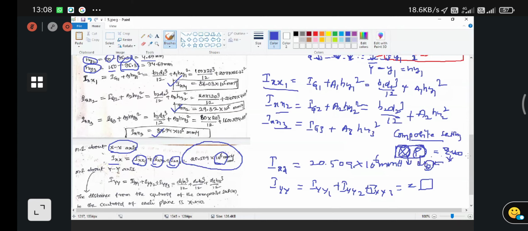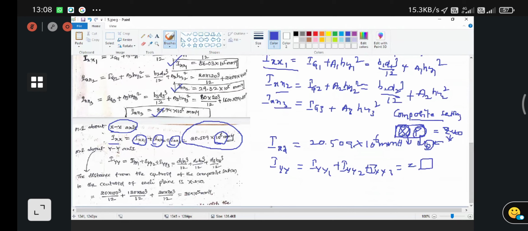So for this total entire thing, you will get the value of 26.26 into 10 to the 4 into 10. So this value will be 26 into 10 power 5 mm power 4. Like this you have to find out. What I have done is I have individually found out the area first about the base axis, and afterwards found the total moment of inertia about the x axis and y axis respectively. Like this you have to find out.